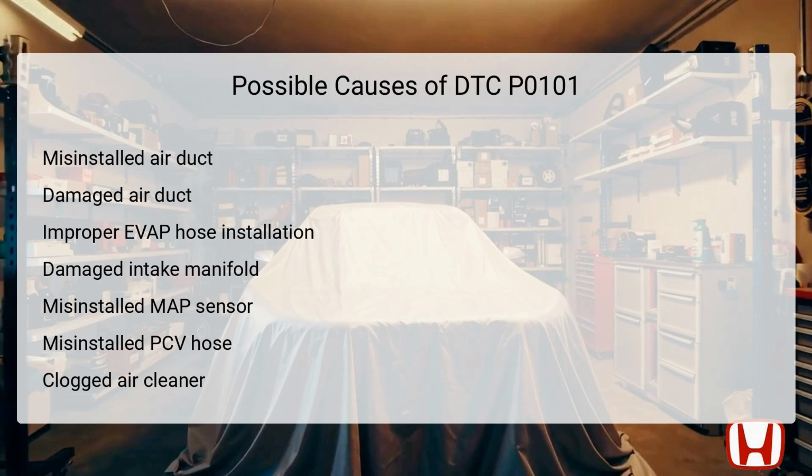The MAP sensor, if misaligned, may send incorrect data to the PCM, and the positive crankcase ventilation (PCV) hose must be correctly installed to prevent abnormal engine pressures. Lastly, a clogged or damaged air cleaner element can restrict airflow, skewing MAF readings and causing the DTC to trigger.